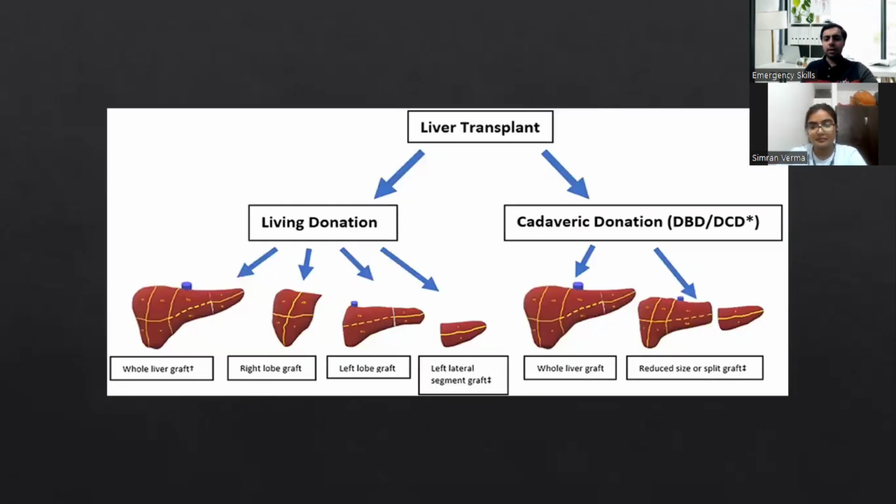Liver transplantation. There are two types: living and cadaver. Cadaver is after death. After death, you can give a whole liver graft, or a reduced or split graft. But in the living condition, you can give the whole right lobe, or a left lateral segment graft.